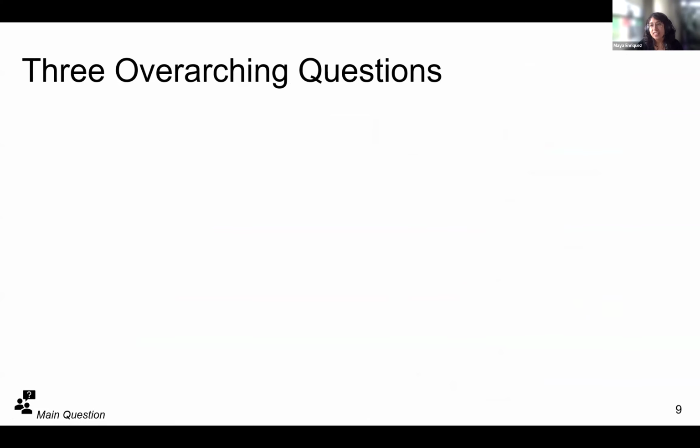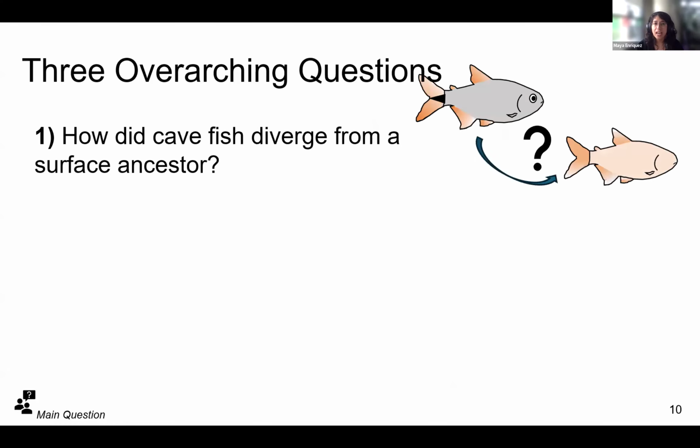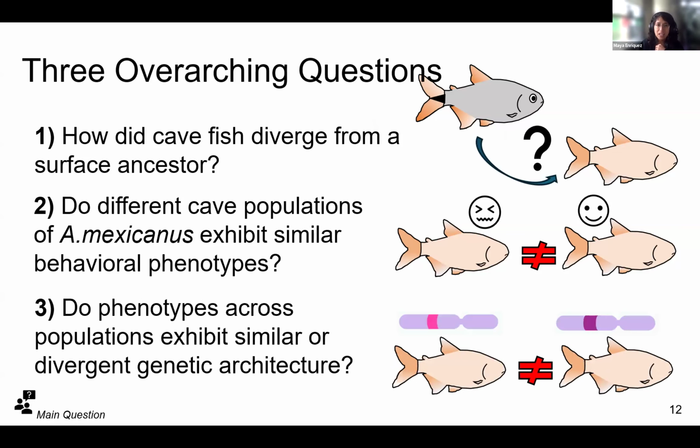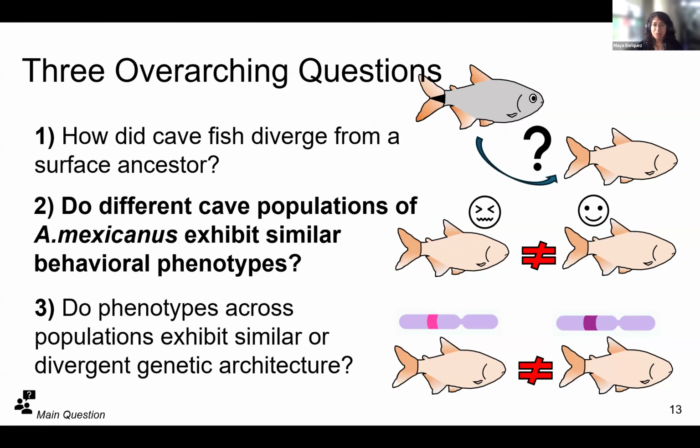So, for my dissertation, I have three overarching questions. One, how is it that cave fish diverged from a surface ancestor? From these reconstructions, we know that the surface form is the ancestral form. Two, do different cave populations exhibit similar or different behavioral phenotypes? And three, do the phenotypes across populations exhibit similar or divergent genetic architecture? I'm actually very close to looking at the genetic architecture, but for today, I'm going to be showing what my phenotypic analysis has brought.